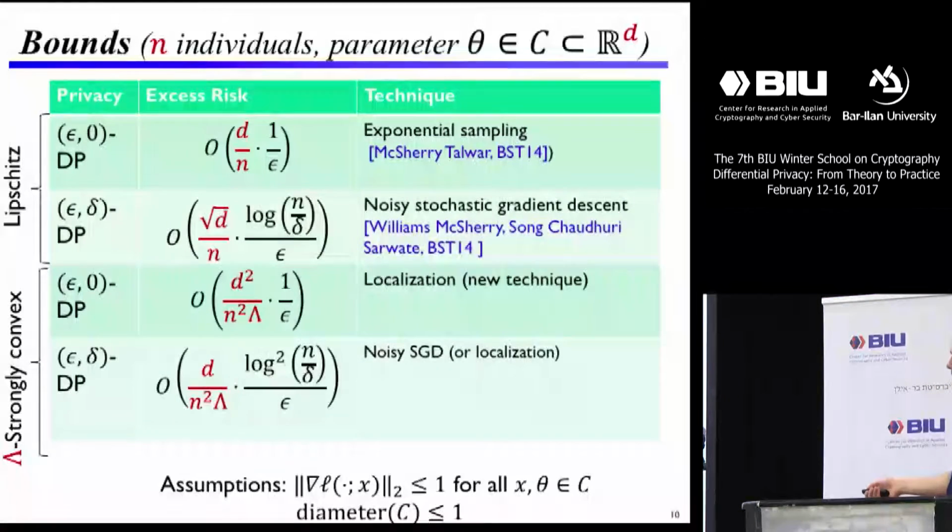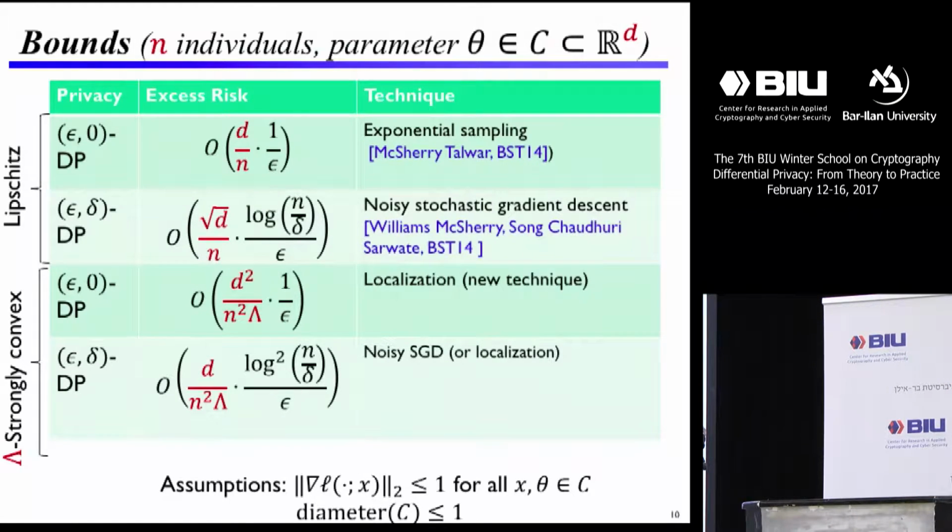And then under the assumption of strong convexity, the error goes down much faster. It actually roughly squares the optimal error. So instead of being d over n, it's like d squared over n. And instead of being square root of d over n for epsilon-delta, it's like d over n squared.